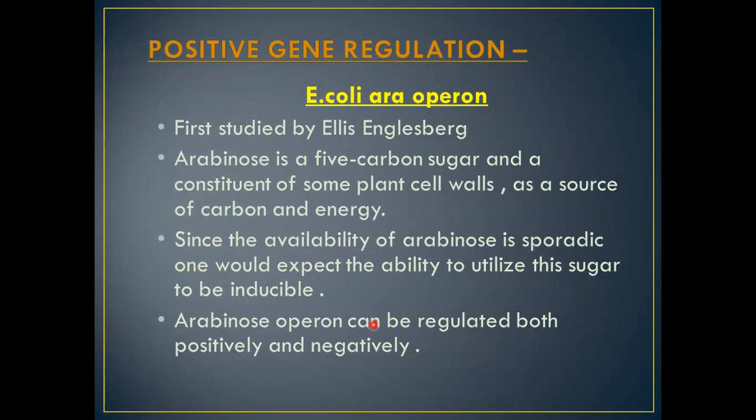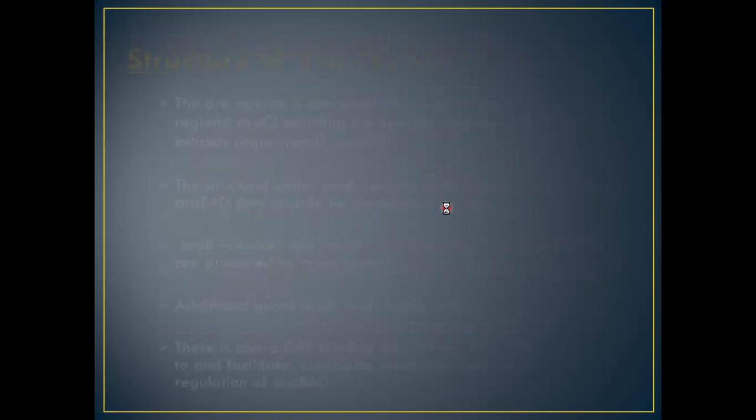This was a short description of what positive gene regulation is. Now, the main topic of discussion is the E. coli ara operon. It was first studied by Ellis L. Englesberg. Arabinose is a 5-carbon sugar and a constituent of some plant cell walls, a source of carbon and energy. Since availability of arabinose is sporadic, one would expect the ability to utilize the sugar to be inducible. The arabinose operon can be regulated both positively as well as negatively.